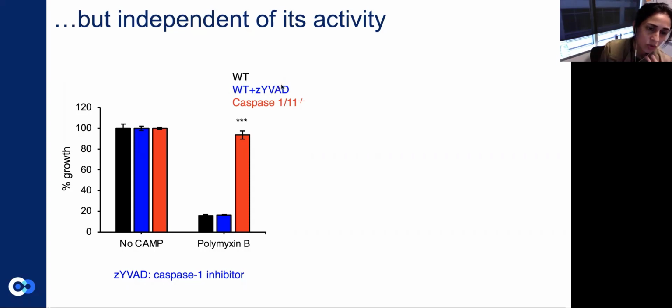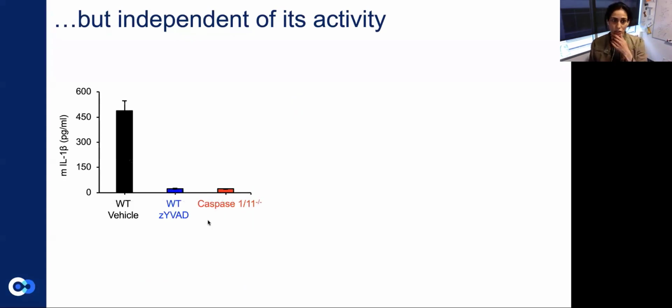And we've used two different inhibitors. I'm showing you the data here for only one of them. Basically what we find is that inhibition of caspase-1 activity, again, has no impact on polymyxin B resistance. If you inhibit caspase-1 activity, bacteria isolated from activity-inhibited macrophages or wild-type macrophages behave identically. And this is just data to show you that an inhibitor actually works. When we inhibit caspase-1, we don't see production of IL-1 beta, like in the caspase-1 knockout, which is what we would expect essentially.